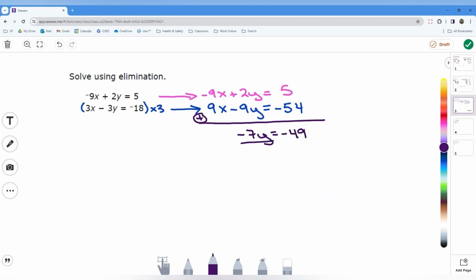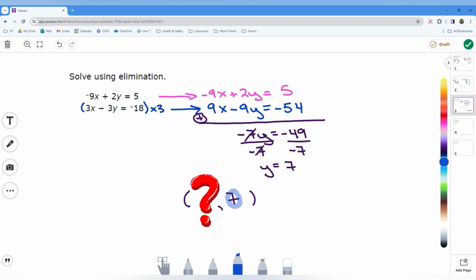Now, when I divide, I want to make sure that I divide not only by 7, but by that negative that's attached because I want a positive value for y. So y equals 7, dividing a negative by a negative number makes a positive. All right, in our solution set, we have found the y value.